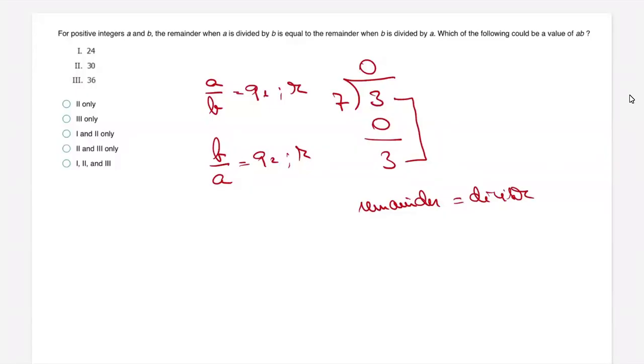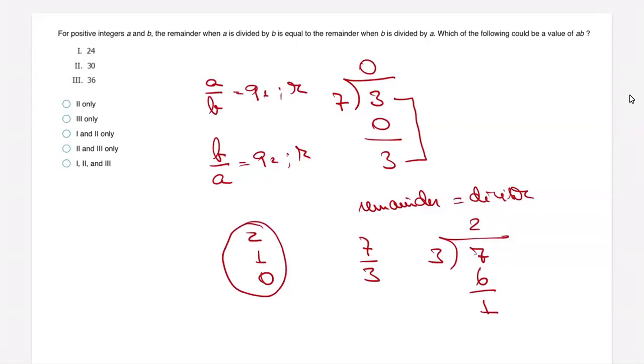But in any other situation, like 7 divided by 3, the quotient is 2 and the remainder is 1. When a number is divided by 3, the possible remainders are 0, 1, or 2. It cannot be 3. So when a bigger number is divided by a lower one, the remainder is always less than the lower number.